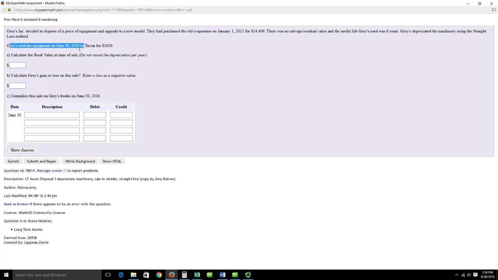Whenever you have an asset that is sold during the middle of a year, the very first thing you have to do is catch up the depreciation. You have to record the depreciation since the last time it had been recorded. Typically, if a company is producing annual financial statements, the last time depreciation would have been recorded would have been December 31st, 2015. Since you're not selling this until June 30th of the next year, you have to record depreciation for January 1 to June 30th of 2016 before you can do any of these other calculations, the book value at the time of sale or the gain or loss on the sale. Let me bring up my example so we can walk through this.